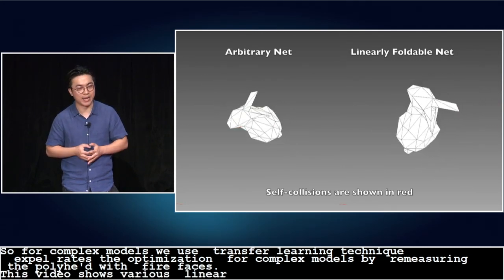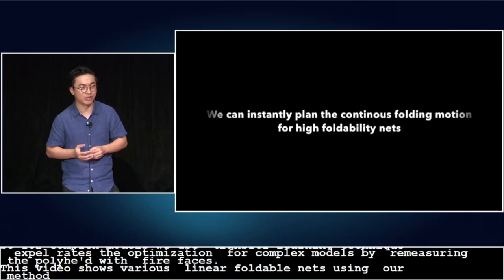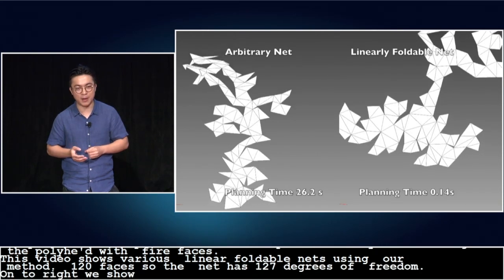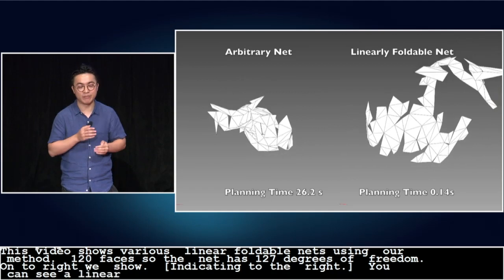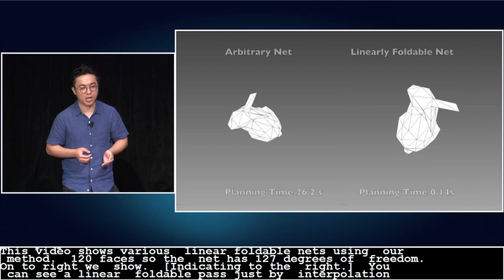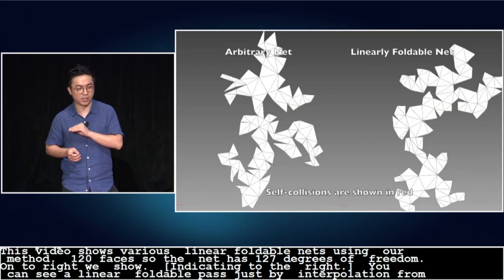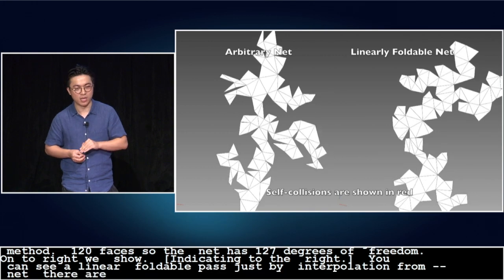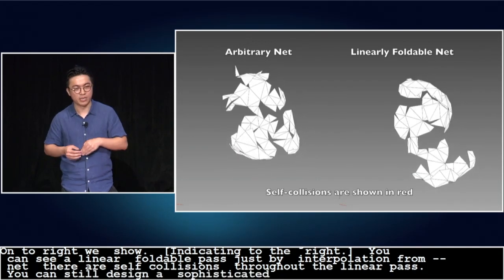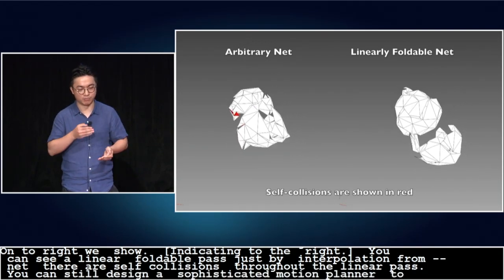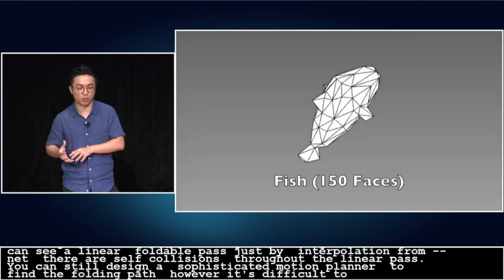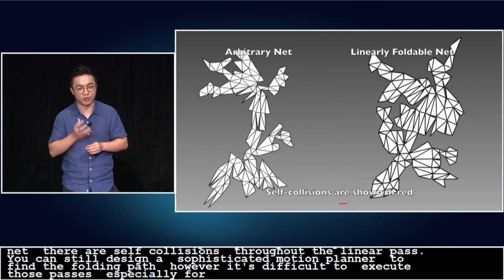The Bunny model has 128 faces, so the net has 127 degrees of freedom. On the left, we show the linearly foldable net, which means you can find a linear folding path just by linear interpolation from the start to the goal configurations. On the right, this is an arbitrary net. There are self-collisions throughout the linear path. You can still design a sophisticated motion planner to find the folding path. However, it's difficult for current mechanisms to execute those paths, especially for self-folding materials where they can only fold all hinges uniformly at the same time.